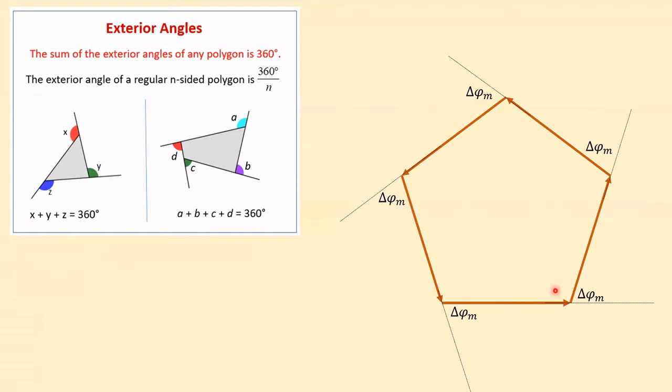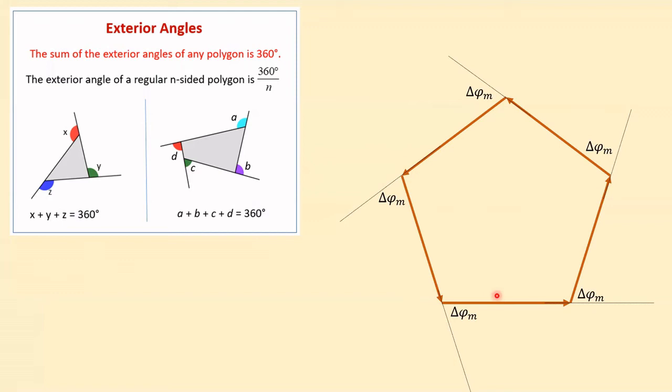Why does this work? Well, this is a property of polygons that you may have learned in high school at some point. The sum of the exterior angles of a polygon has to be 360. So here, this particular graphic says a regular polygon. It doesn't even have to be regular. Any polygon, if you sum up the exterior angles, you're going to get 360.